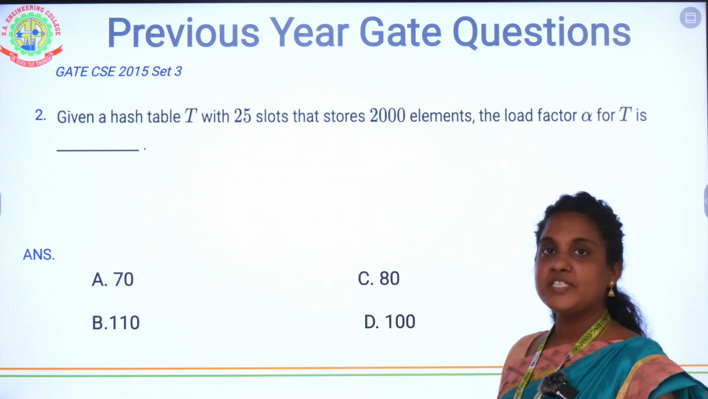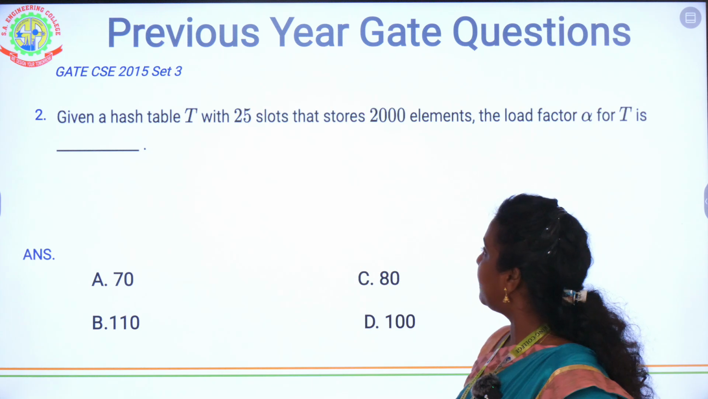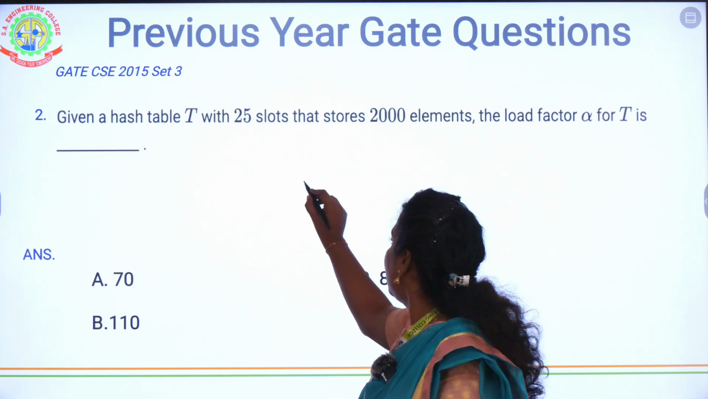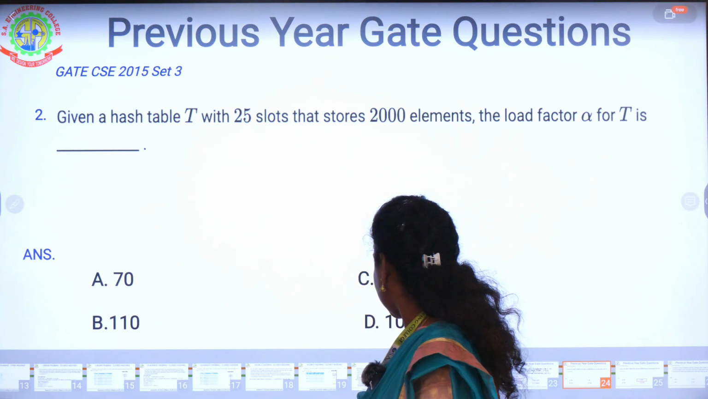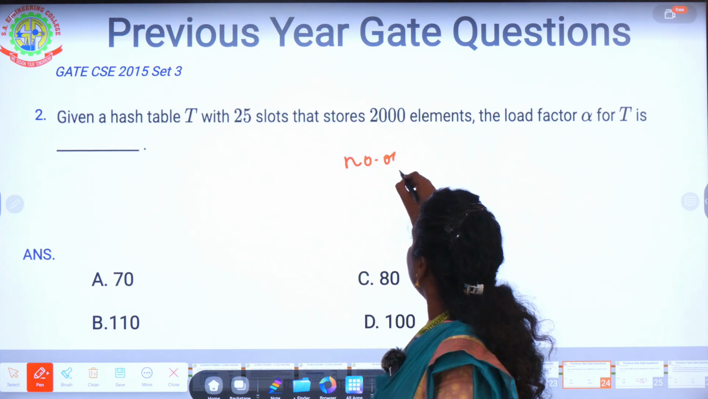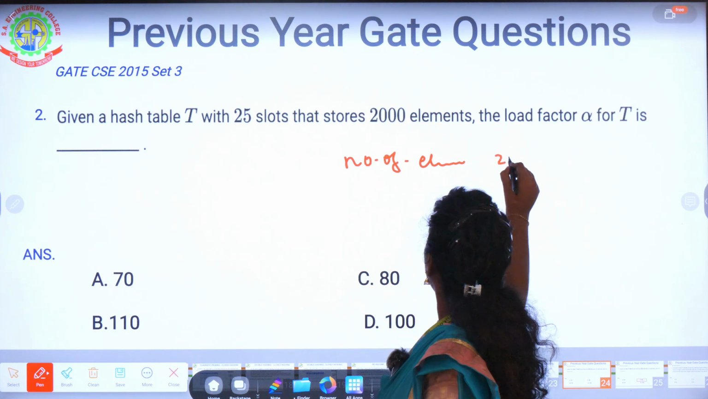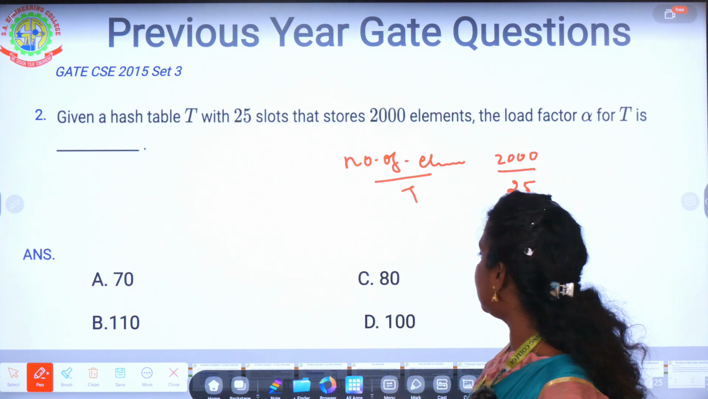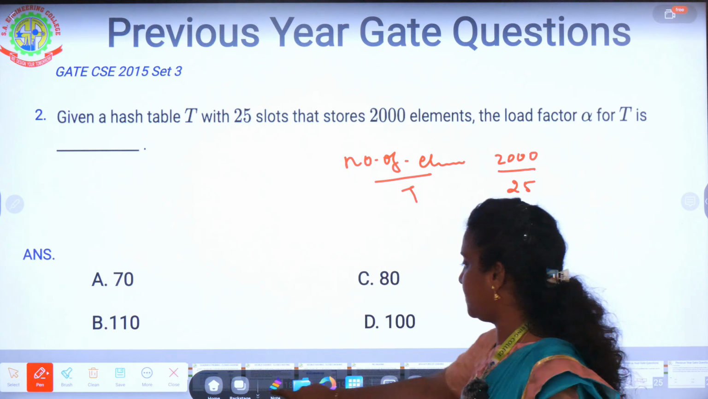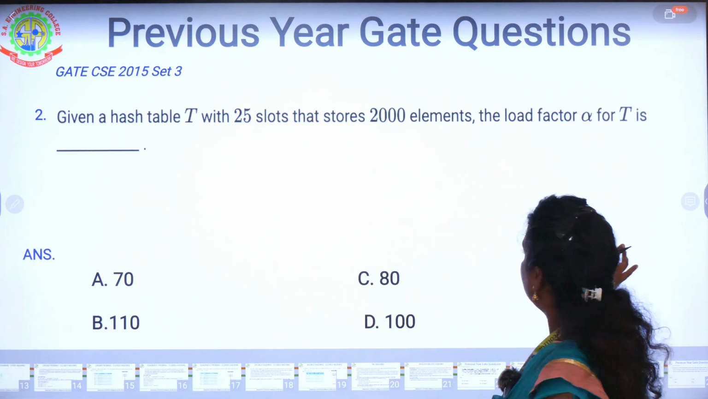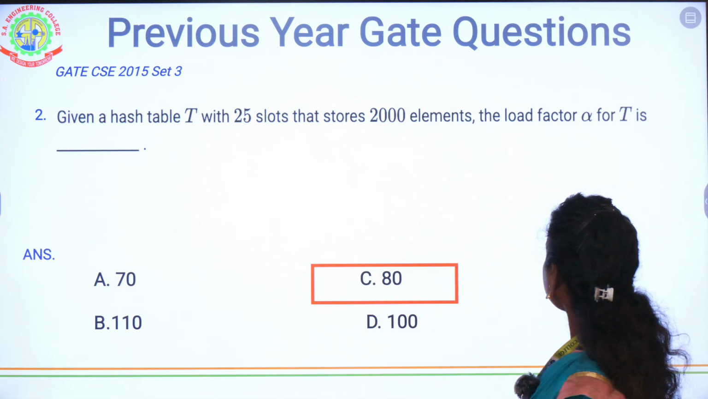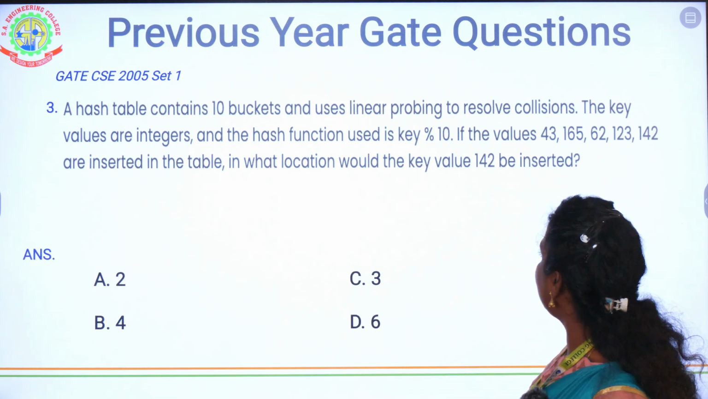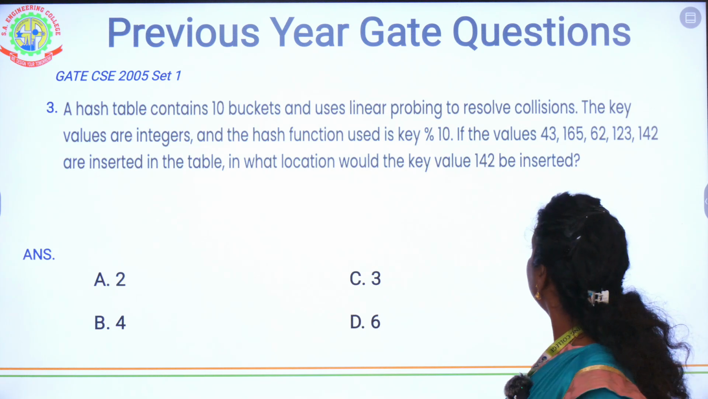Next is a hash table T with 25 slots that stores 2000 elements. What is the load factor? As we have already seen, the load factor formula is the number of elements, here 2000, divided by the hash table size. If you simplify this, you will get the option 80. The third question is, a hash table contains 10 buckets and uses linear probing to resolve collisions.